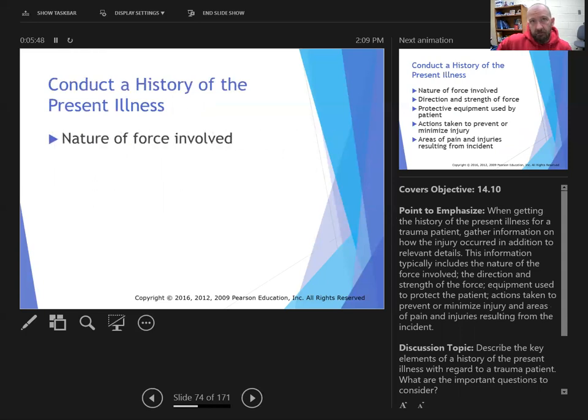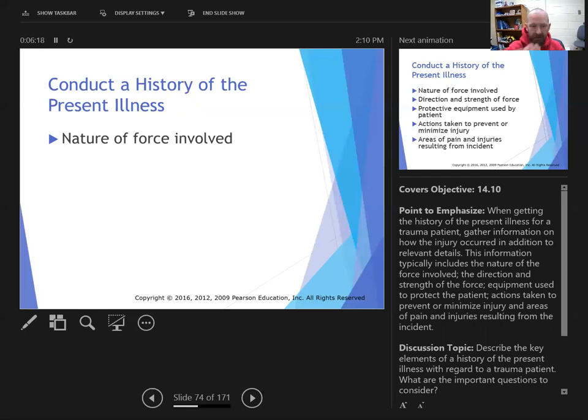So in order to conduct a history of the present illness, we've got to ask them questions and figure out things like the nature of the force involved. When somebody gets hurt, a force is applied to their body. No matter how they're hurt, a force has been applied somehow. You don't just get injuries standing there with nothing happening. Something has happened to the body. A force was applied there. So we've got to figure out what the force was, right?